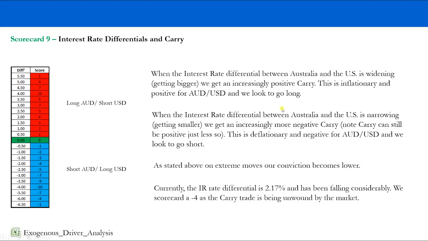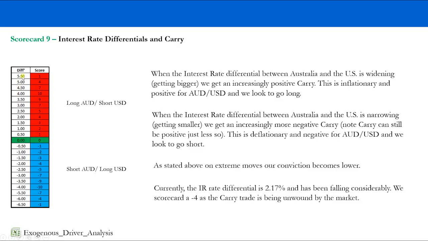So when the interest rate differential between Australia and the US is widening, so getting bigger, we get an increasingly positive carry. And that's inflationary for the Aussie dollar, US dollar, and we look to go long. So on the left-hand side, we have our interest rate differential, and we have our inflationary scoring system going all the way up the scale. So as the interest rate differential widens in favor of Australia, we're getting hot money flows into Australia, which is inflationary, looking for the carry.